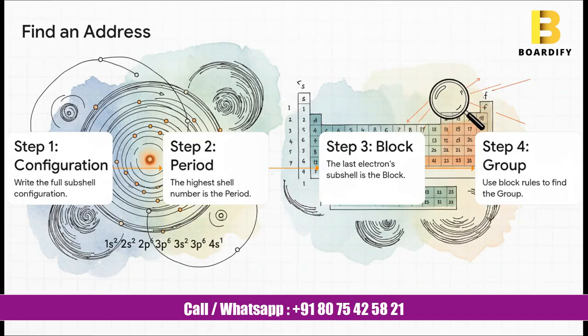Now this is the really amazing part. That configuration we just wrote isn't just some boring list of electrons, it is the element's exact address in the periodic table. Let's look at potassium's again. The highest shell number, which is 4, that tells you the period. So potassium is in period 4. The subshell where that very last electron landed, S, that tells you the block, so it's an S block element. And from there, finding the group is easy.